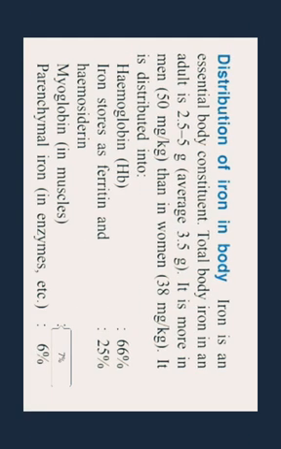Now, as far as the distribution of iron in the body is concerned, iron is an essential body constituent, as we all know. The total body iron in an adult is about 2.5 to 5 gram, an average of 3.5 gram. A man needs 50 mg per kg, and a woman needs 38 mg per kg. In terms of distribution, 66% of iron is utilized in hemoglobin. 25% is stored as ferritin and hemosiderin in reticuloendothelial cells, 7% is in myoglobin in muscles such as heart muscle, and 6% is parenchymal iron used in enzyme formation like cytochromes and peroxidase.